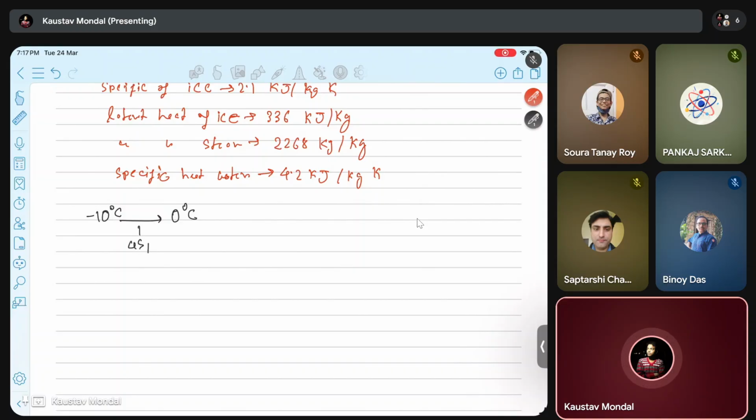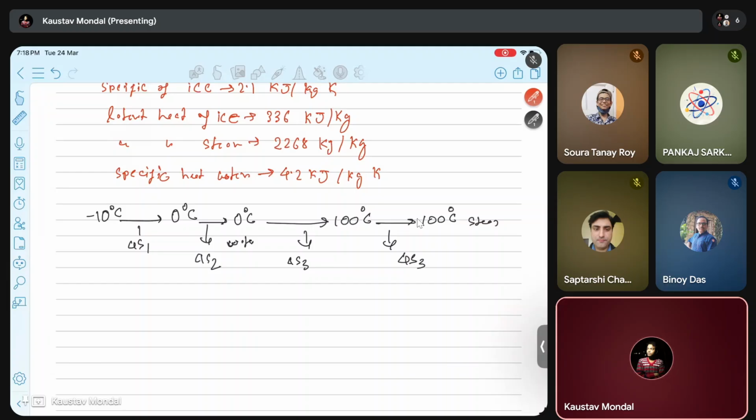Now from 0 degree ice, it will become 0 degree water, right? So during that, there will be some change in entropy delta S2. Now from 0 degree water to 100 degree centigrade water, there will be some change in entropy delta S3. And from 100 degree water, it will become 100 degree steam. So again phase transition is happening, and there will be some change in entropy.